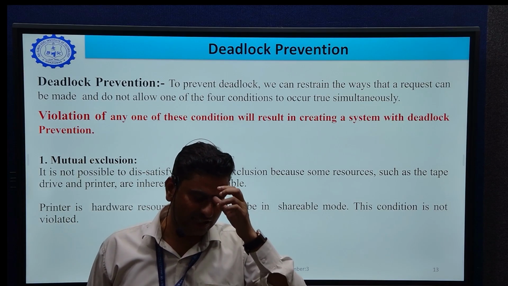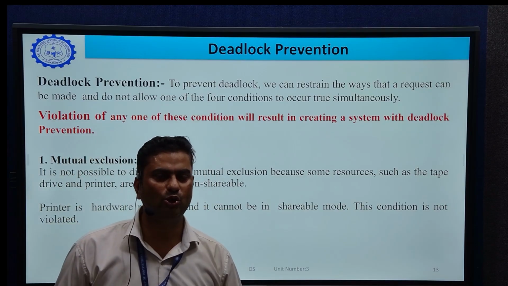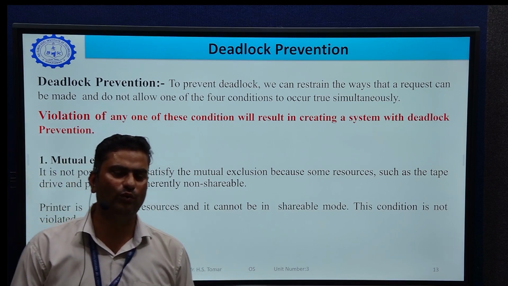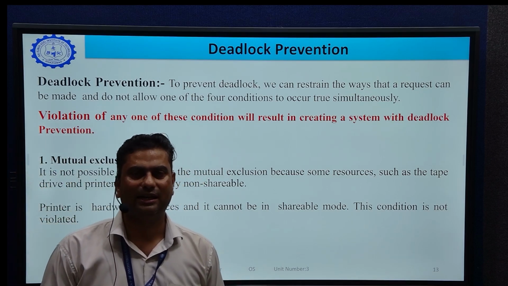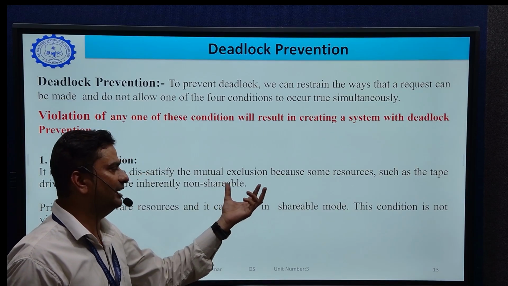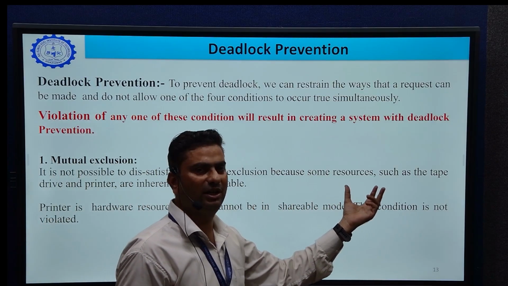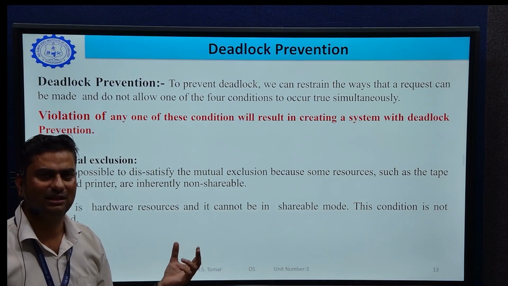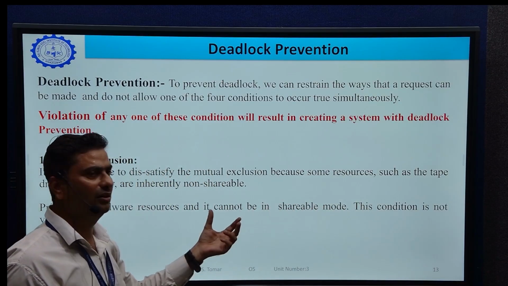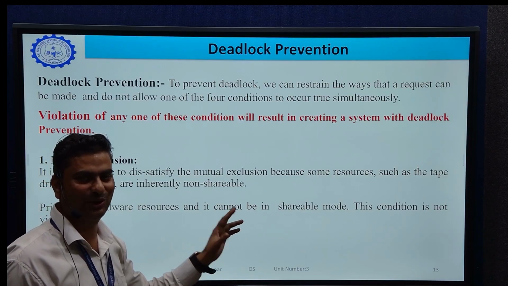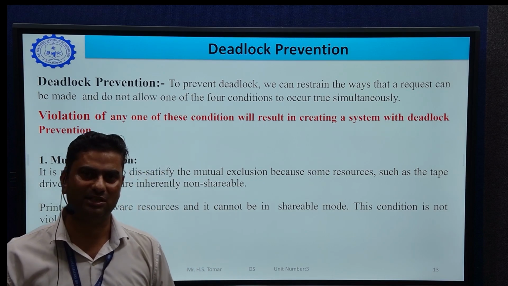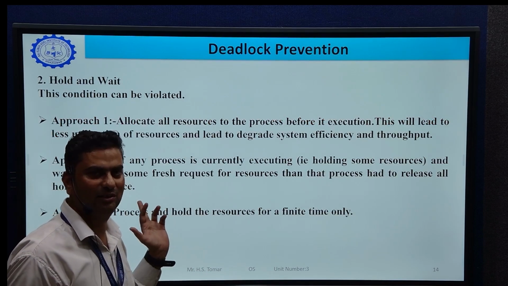Take that example. Let's suppose there are 2 users. User 1 wants to print a document with 10 pages, and user 2 wants to print a document with 5 pages. So it will be printed in a serial way. First user prints 10 pages, then the second user prints 5 pages. It cannot be like this: first user 5 pages, then the second user 5 pages, then the first user 5 pages again. It is not like that, because resources cannot be shared, and the printer is a hardware resource, and hardware resources cannot be shared. So we cannot violate this mutual exclusion.